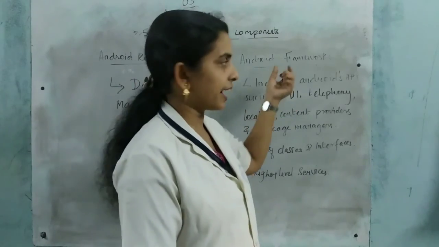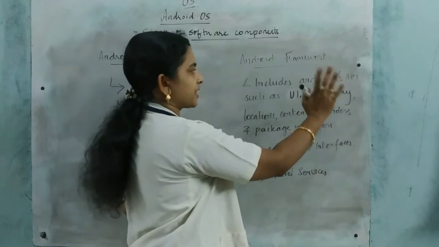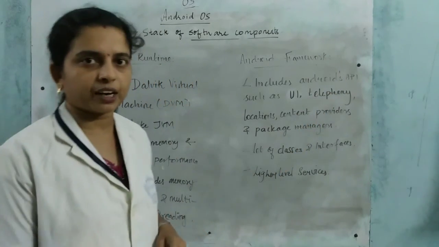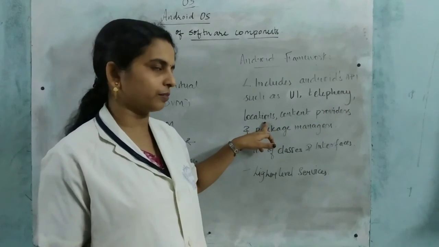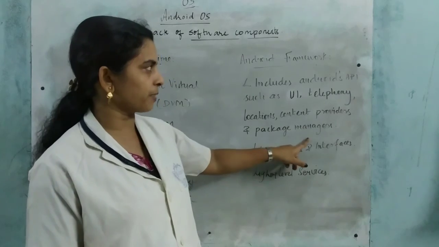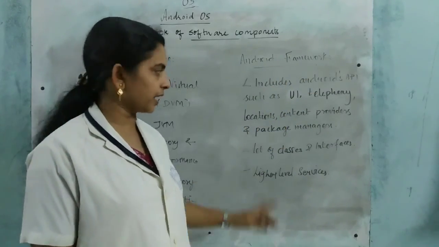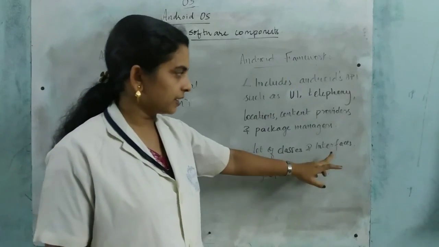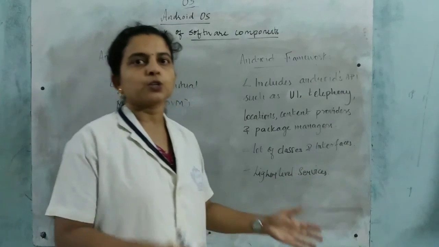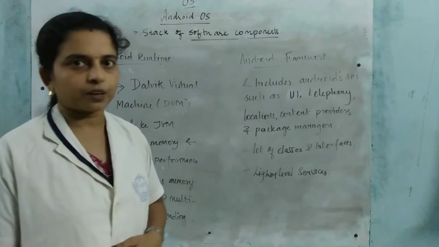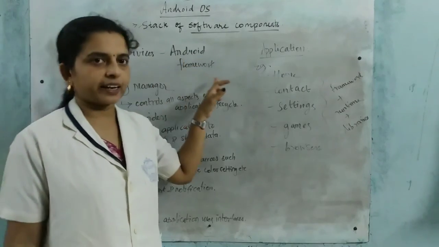And the next layer is Android framework. So this is the main part, framework. It includes the Android APIs such as UI, user interface, and telephony. You are making calls, right? And the locations, GPS, identifying the location, content providers, package manager. So these are some of the APIs inside the Android framework. And so many classes and interfaces will be there in the Android framework, and it provides higher level services to communicate with the other devices. So these are the main functionalities under the Android framework. Now, services of the Android framework.